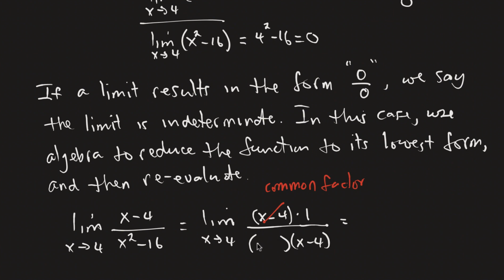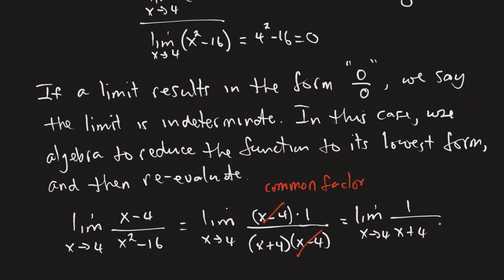So this is x plus 4. It's the other factor that goes with the x minus 4. So then the limit of x as x approaches 4, what are we left with? 1 over x plus 4.